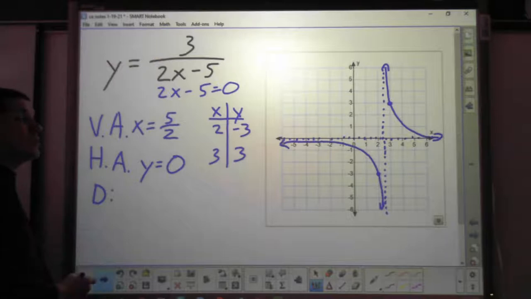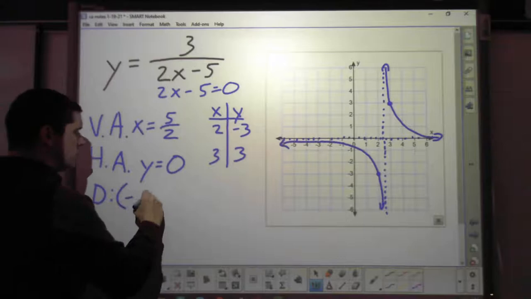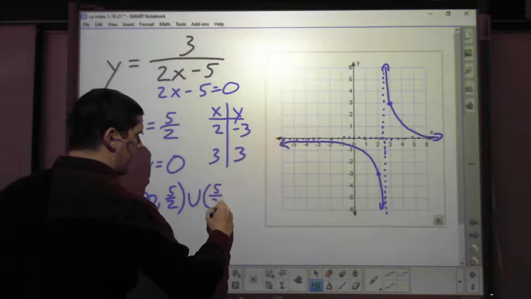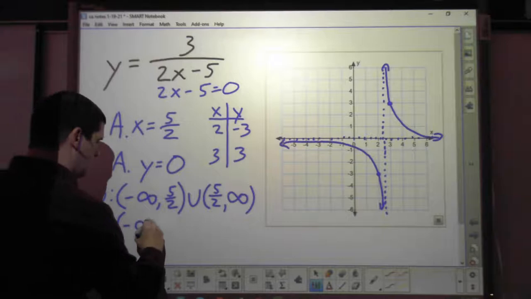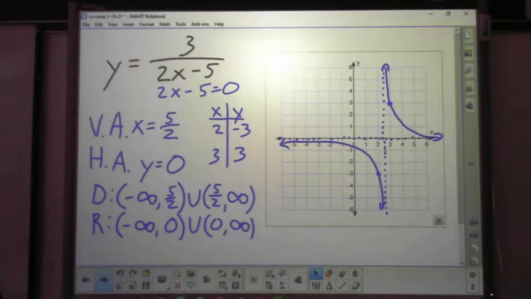Again, use those asymptotes. Go ahead, hit that pause button or just try to be faster than me. Write down what you think the domain and range is, and then we'll go ahead and take a look at it together. Our domain is simply negative infinity to 5/2 union 5/2 to infinity. That's it. Our range is simply negative infinity to 0, because again, that's where I still was, union 0 to infinity. There you go. We've listed all the information I asked for. We have our graph.